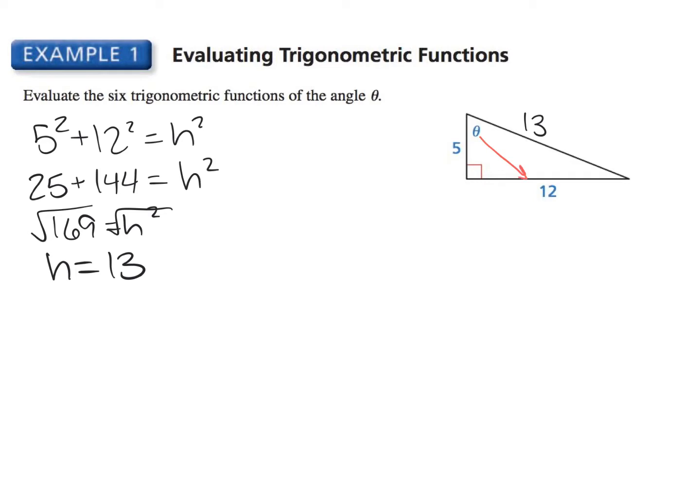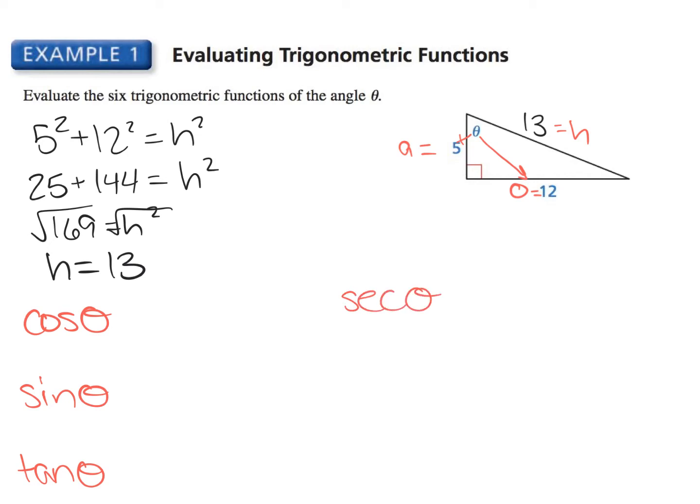Okay, now that we've figured that out, we can label our sides. If we draw across from that theta, that is always our opposite. Our adjacent is touching sides with that. And then our hypotenuse is that longest side, which is 13. Now that we know these, we can find cosine theta, sine theta, tangent theta. Then we've got secant theta, which is the reciprocal of cosine. We've got cosecant theta, which is the reciprocal of sine, and then cotangent theta.